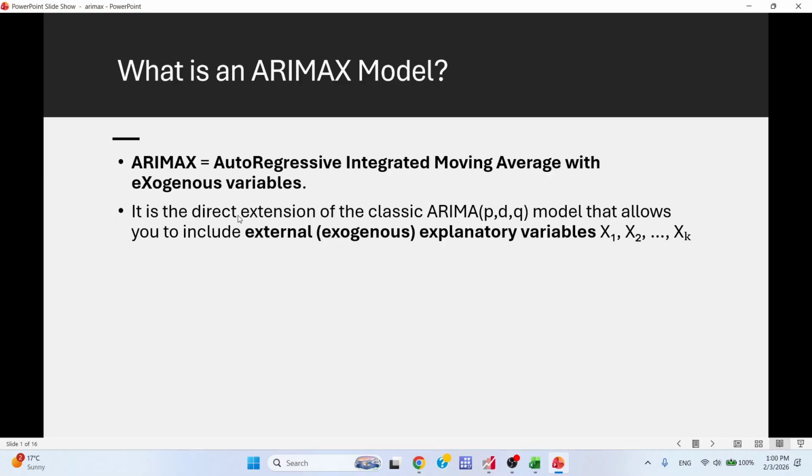So in our today lecture, first of all, we will be discussing it theoretically, whether it can be applied on time series data, on panel data, or on both time series and panel data. Then we will be discussing what the assumptions for applying the ARIMAX model are. Then we will be taking practical data, and we will be interpreting the results of the ARIMAX model.